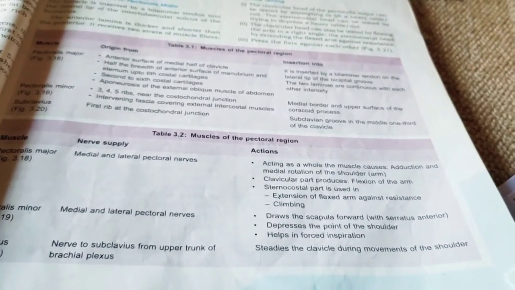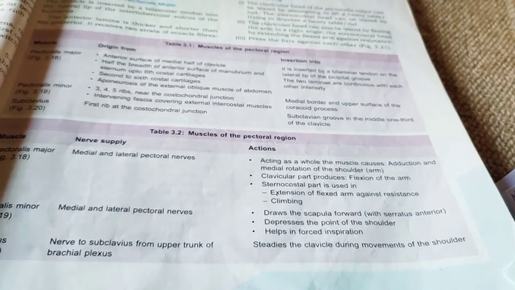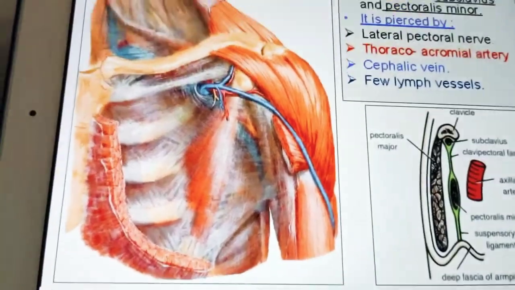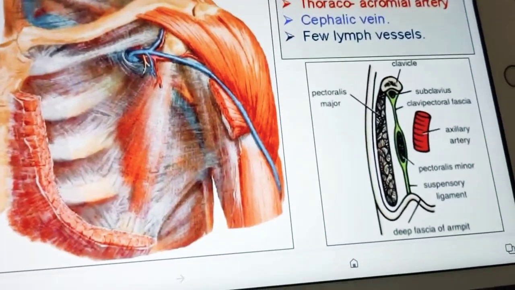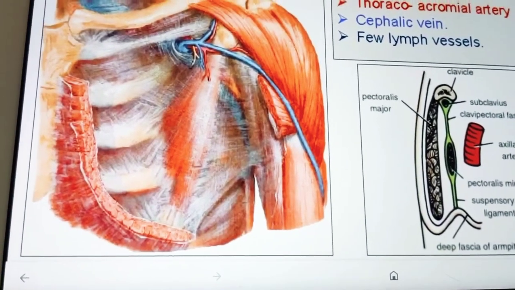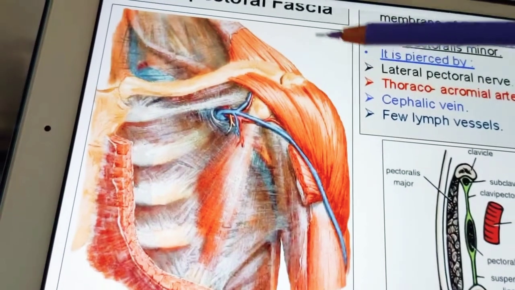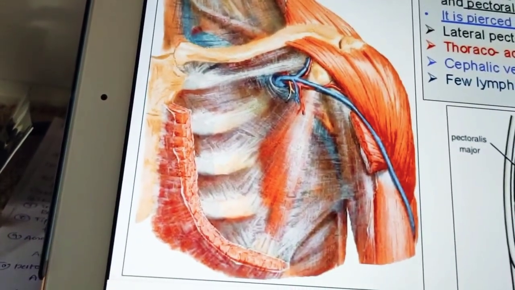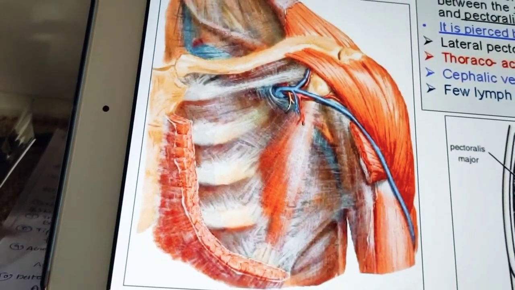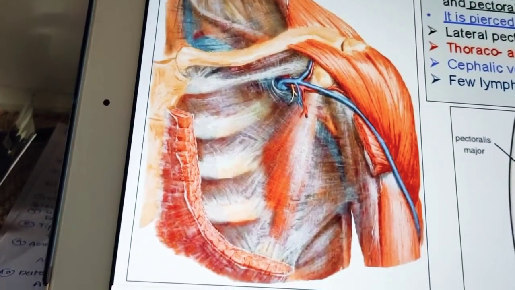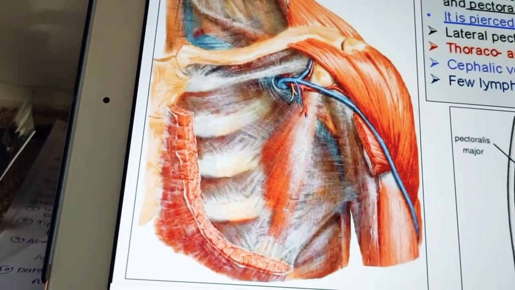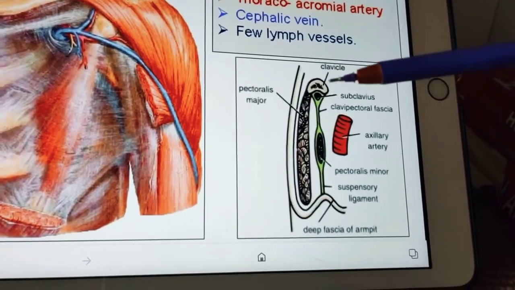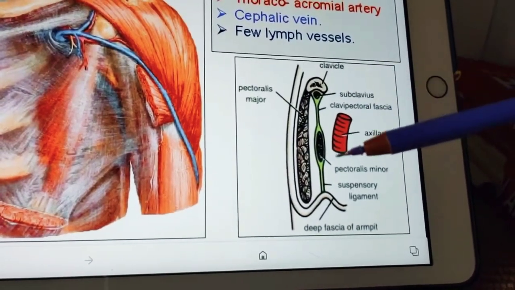Next we'll discuss detail of clavipectoral fascia and also about our serratus anterior muscle. So now we'll discuss the clavipectoral fascia. It's actually a fibrous sheet which is situated deep to the clavicular portion. You can see deep to the clavicle, you will see the fibrous sheet, that is the clavipectoral fascia, and mainly it's deep to the clavicular portion of pectoralis major muscle, and it extends from the clavicle above to the axillary fascia below.